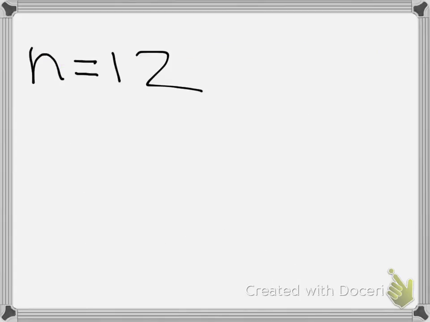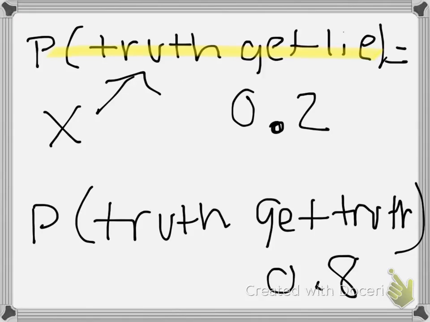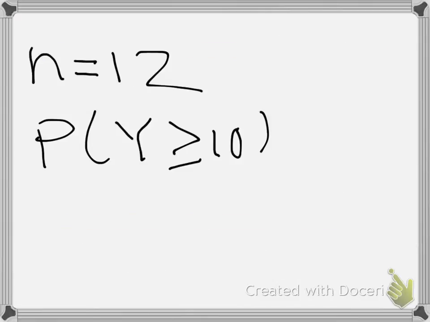Now going down to 84, it says find the probability of Y being greater than or equal to 10. Well, what's Y now? Y is the number of people who the lie detector says are telling the truth. So go back here. If I highlight this area, this is your capital letter Y.